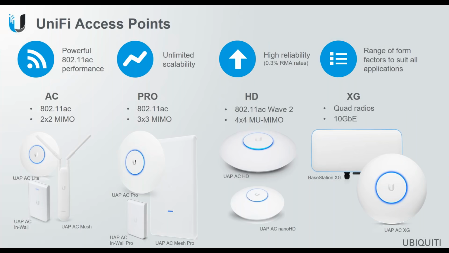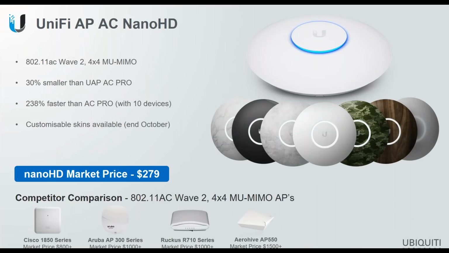Alrighty. So let's have a look at a few APs. For example, the Nano HD, which has been available for the last 3 months, supports 4x4 MIMO. It's essentially a smaller version of the UAP-AC-HD with a single antenna instead of dual antennas. It supports about half the number of clients as the HD, but it's 238% faster than your AC Pro when you've got 10 devices, because of that MU-MIMO benefit.